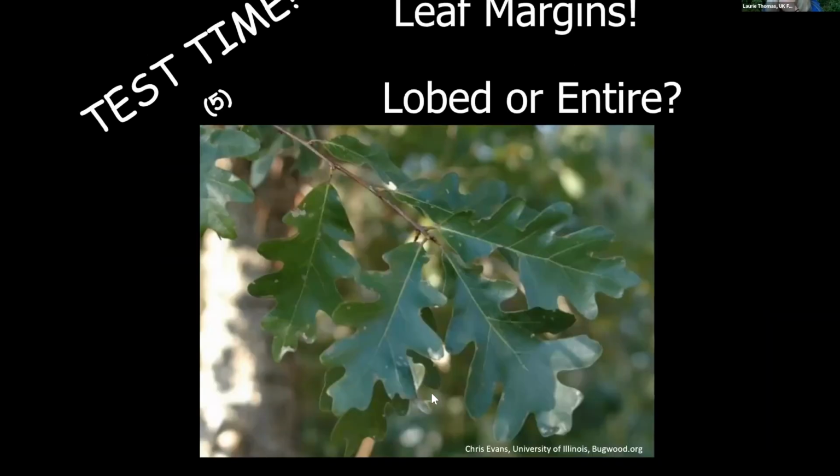All right, how about our leaf margins? Are they lobed? Are they entire? So yes, if you guessed lobed, you got it. We've got our indentations, our sinuses here, and then we have the lobes sticking out. And this is a white oak, so it has lobed leaves.